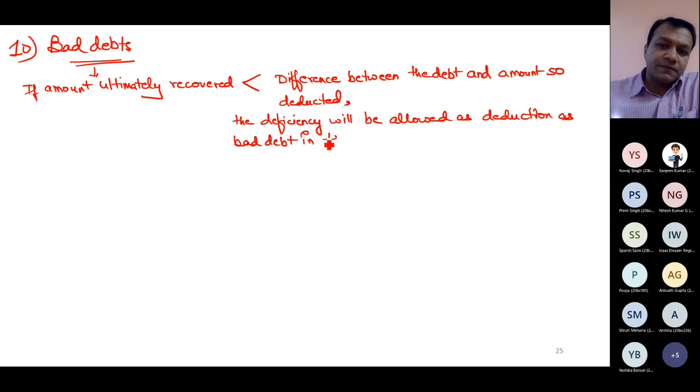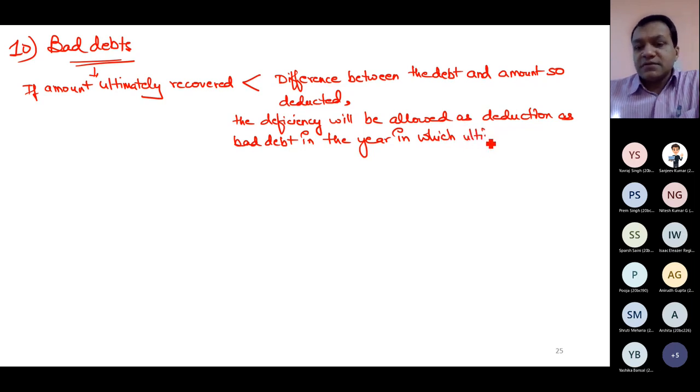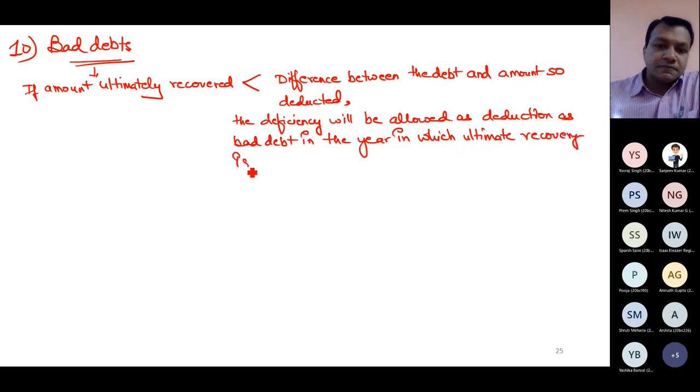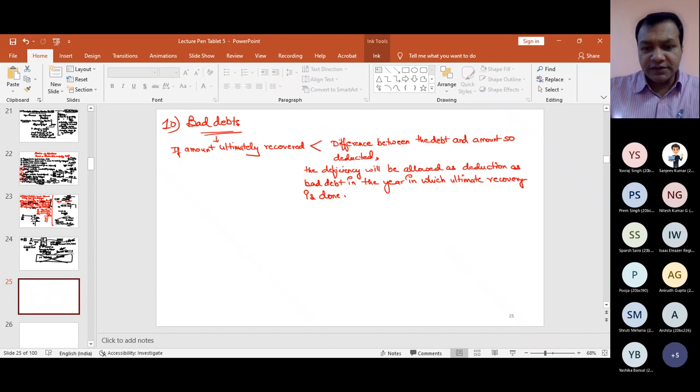in the year in which ultimate recovery is done. You will not understand it till I discuss with you a numerical. So let me share with you an example from my book, and you please take this screenshot.